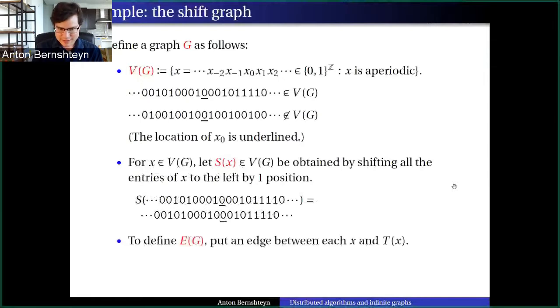Okay, and here, this is a typo. This should be S instead of T. So the edges are defined as follows. I just put an edge between every vertex X and its shift, S of X.